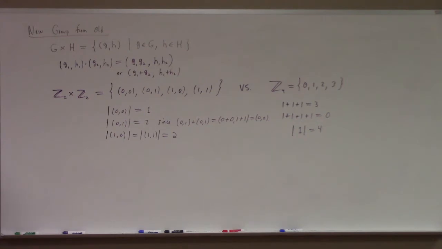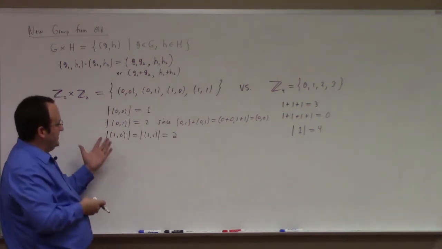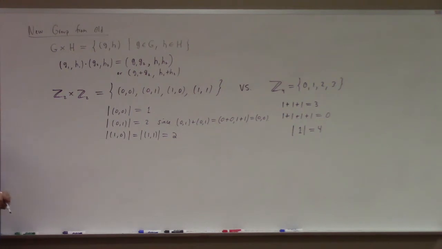Every group has just one element of order 1. The identity is unique. We proved that day one. So you can't have two elements of order 1. It's crazy talk. So this Z2 cross Z2 has three elements of order 2, but Z4 is cyclic.